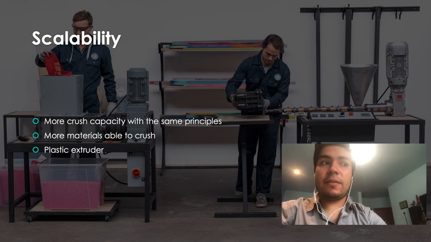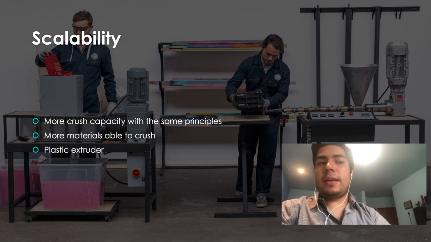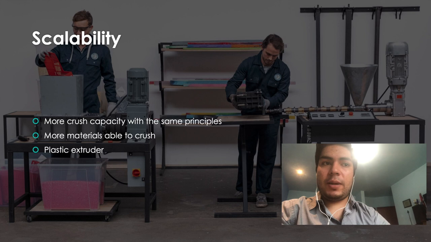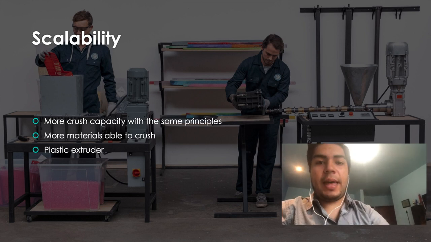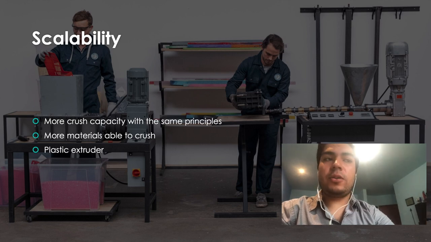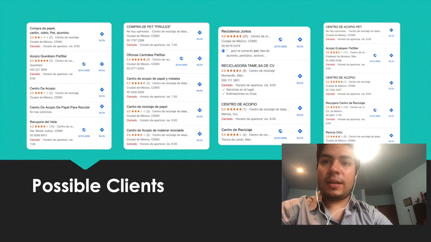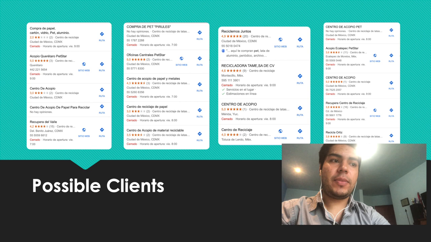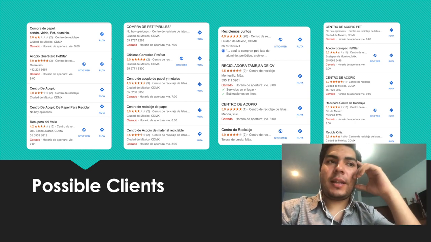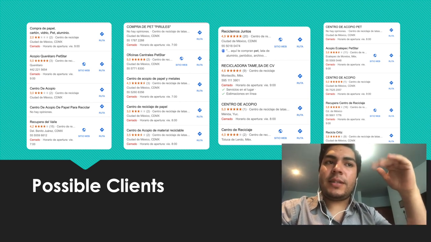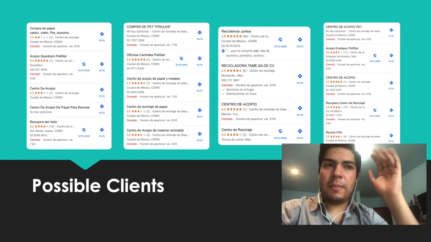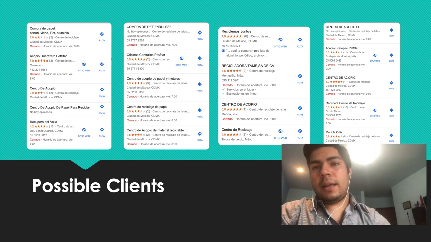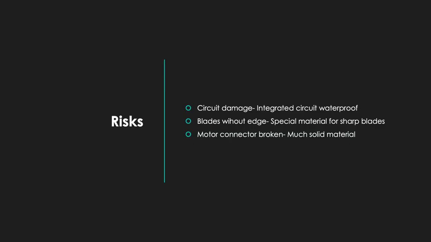The scalability of this product. First, we can have more crush capacity with the same principles, more materials able to crush, and in this picture you can see a plastic extruder so we can create strings of plastic. Here we can see some possible clients. These are copy centers that are in Mexico. Here you can see around 20 of them. They are possible clients because they crush pet.